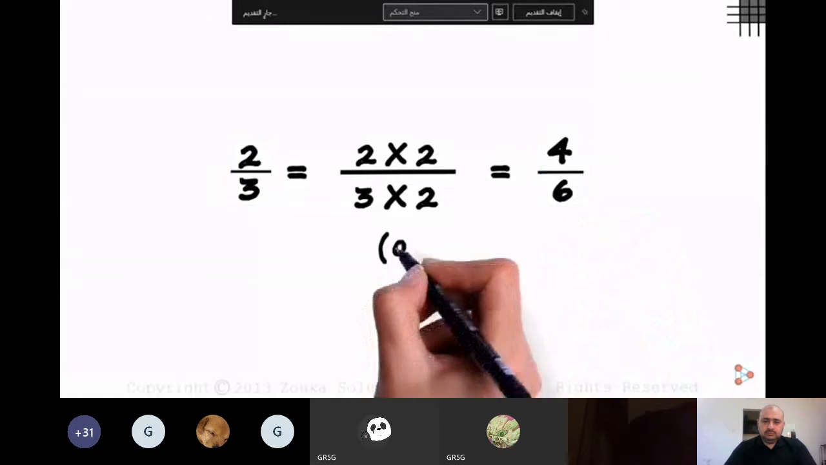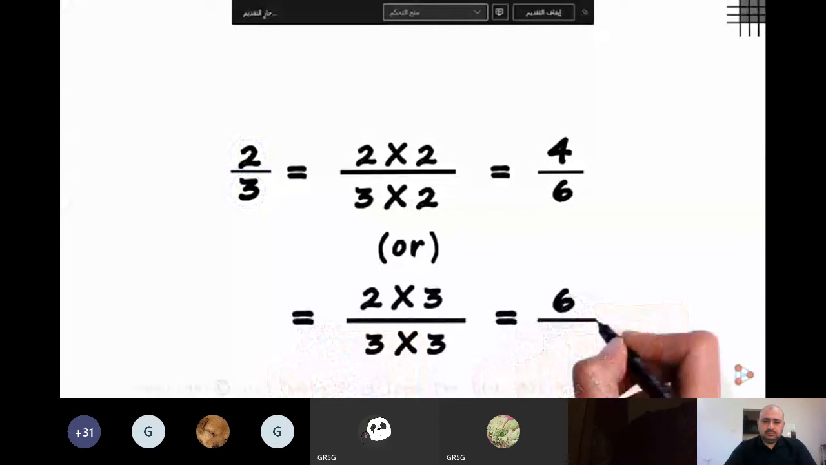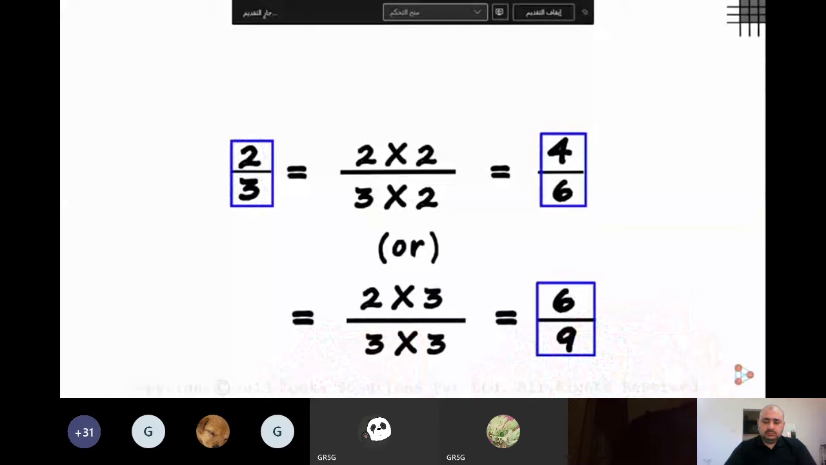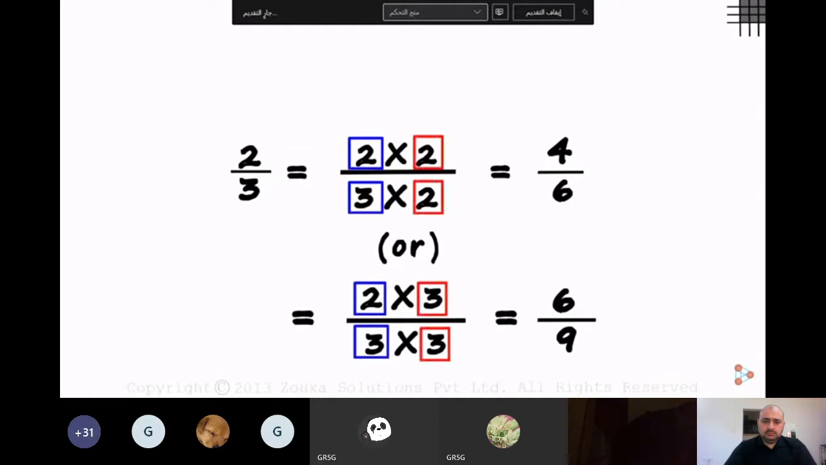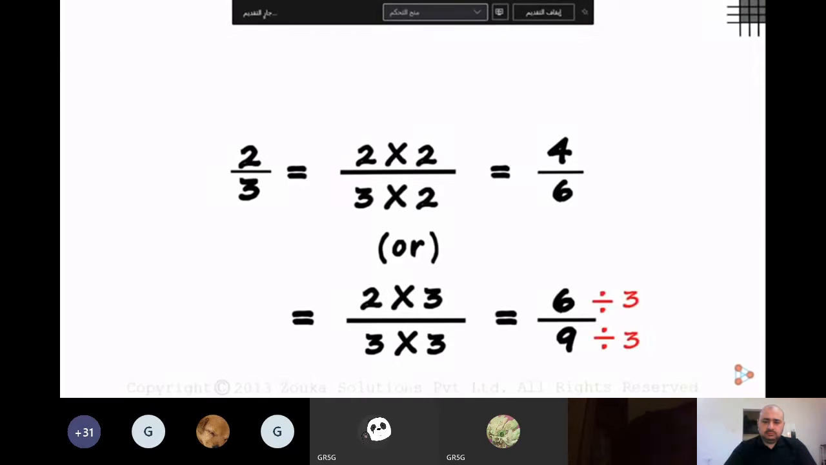Or we can also multiply the numerator and the denominator by 3 to get 6 by 9. All these three fractions will have the same value. If we multiply the numerator and the denominator by the same value, the fraction's value remains unchanged. Now, by intuition, we should also derive another special property of fractions. What do we get if we divide 6 and 9 by 3? Yes, 2 by 3.